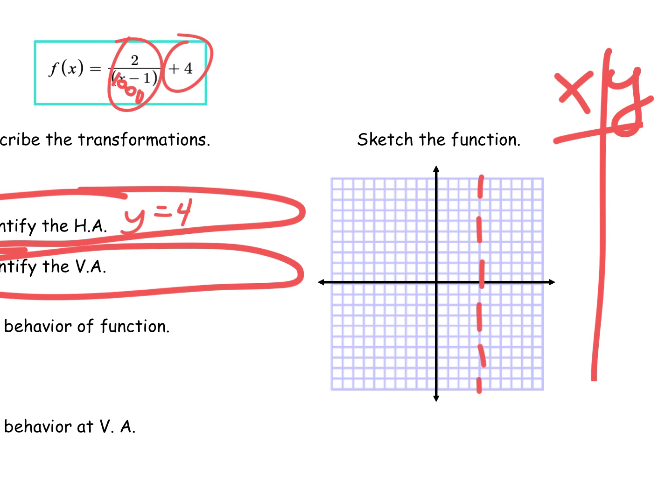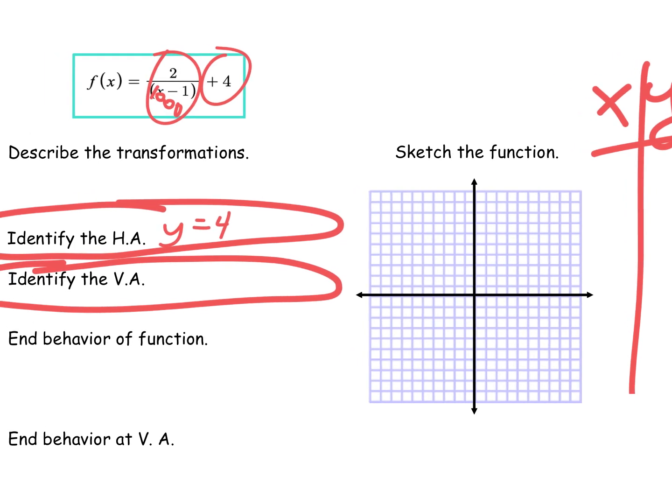Wait, dang it. I just did a vertical asymptote at 4. Oops. Horizontal. You know how I caught that? I saw the word horizontal and I went, wait a minute, that's not a horizontal line. There, that's a horizontal line.